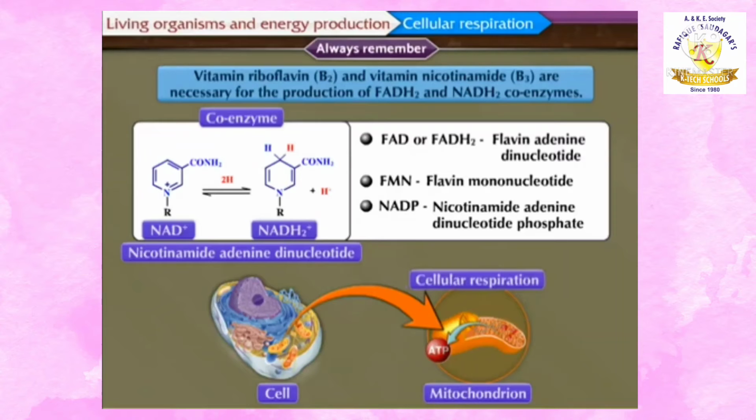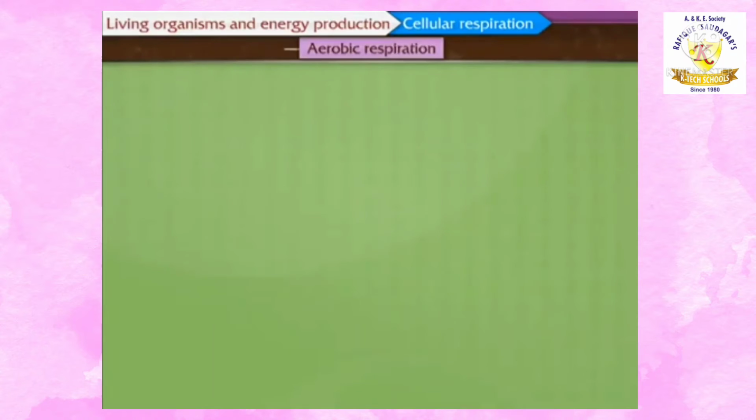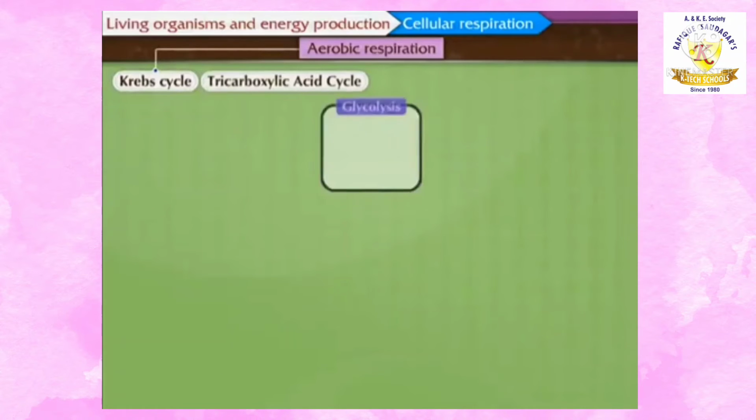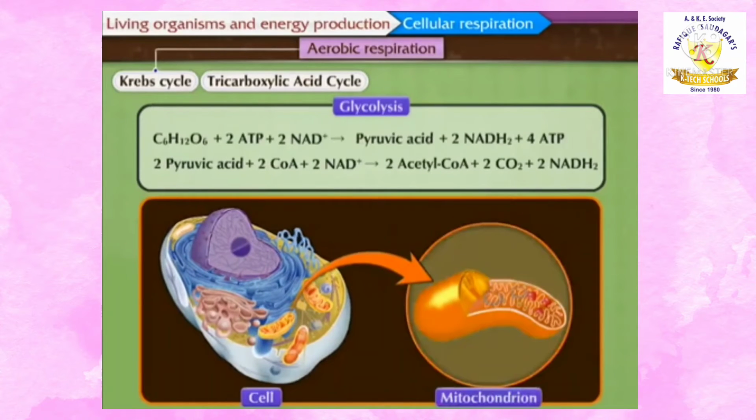Now, children, the next topic which we are going to learn is in aerobic respiration, that is the Krebs cycle, which is also known as the tricarboxylic acid cycle. Now, both molecules of acetyl coenzyme A formed in glycolysis in the cytoplasm of the cell now enter the mitochondria.